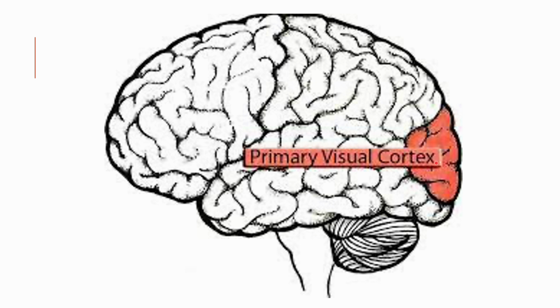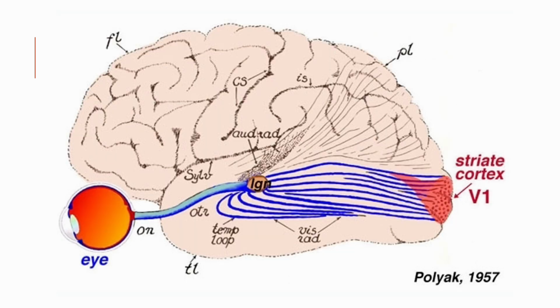The primary visual cortex is located in the occipital lobes along the banks of a deep sulcus called the calcarine fissure. It is highly specialized for processing information about static and moving objects and pattern recognition. The primary visual cortex receives visual inputs from the opposite visual field. Thus, the left half of the visual field of each eye is mapped to the right primary visual cortex.